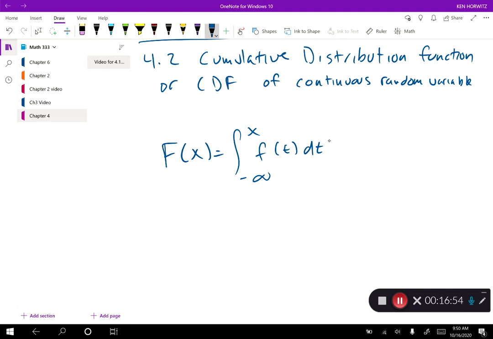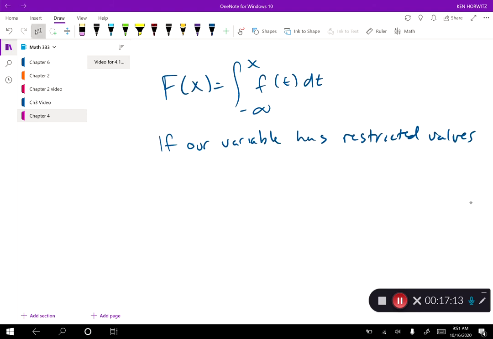So if our variable has restricted values, to get our big F, we simply need to integrate from the minimum value to the max of, I'm going to call it t because I called it t before, dt.